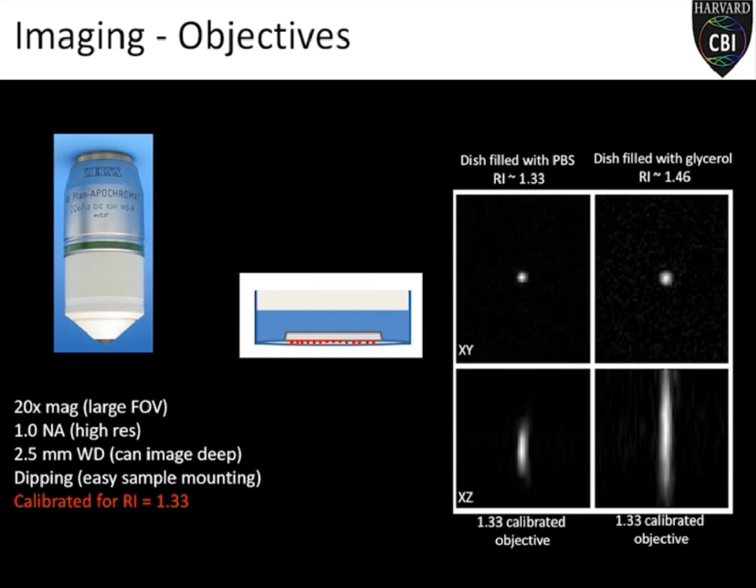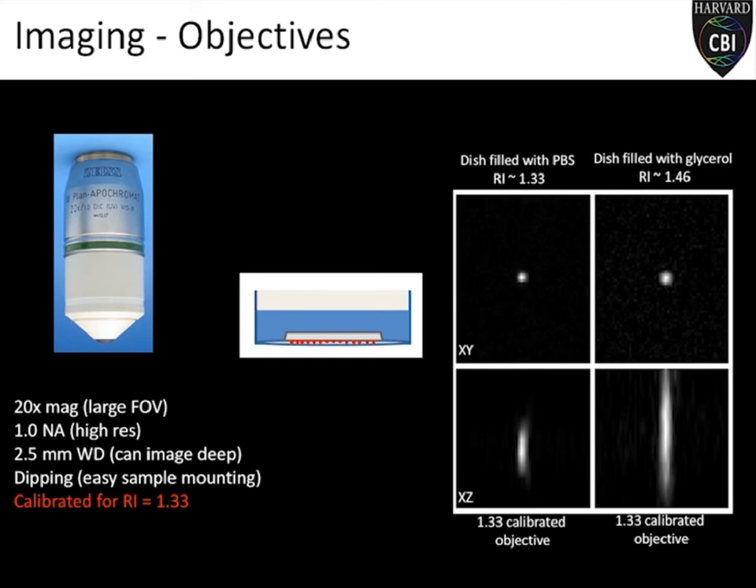So if we do a little experiment where we take a petri dish, put some 100 nanometer fluorescent beads on the bottom of that dish and just cover them with a little piece of agarose, and we fill that dish with water, let's just look at what those beads look like. In the 4 panels on the right-hand side here, the 2 panels on the left show a point spread function of one of those beads. So this is just a single bead imaged on a confocal microscope. And what you can see is when that dish is filled with PBS, which has a refractive index which matches what this objective was designed for, we get a nice tight XY point spread function, and our XZ point spread function looks pretty good as well.